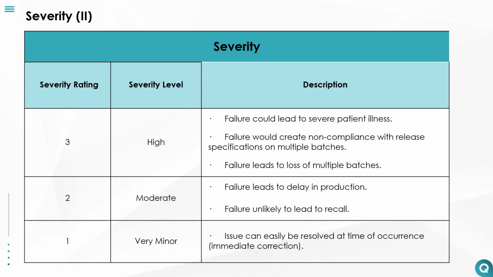recall. A severity rating of 1 would include something like a typo in an internal non-critical document, such as a minor error in the formatting of a batch process record that does not affect the interpretation or understanding of the document. This error is easily corrected. Such a negligible issue will be assigned a severity rating of 1.